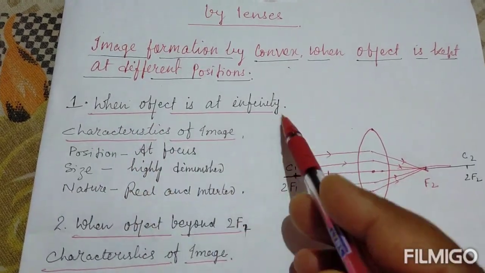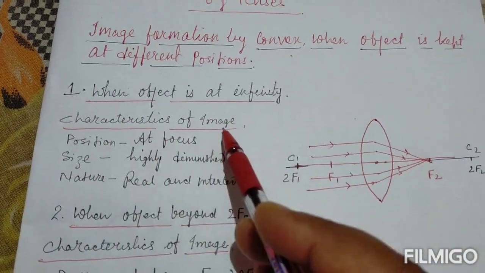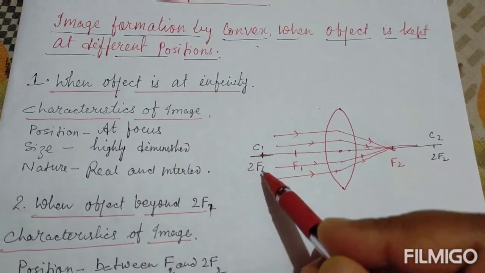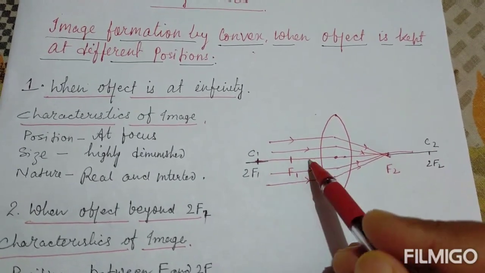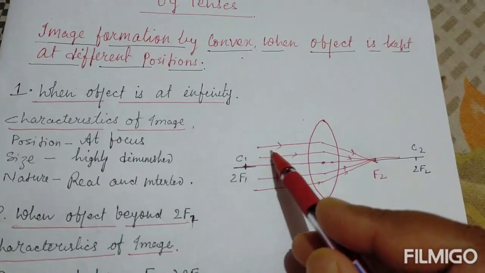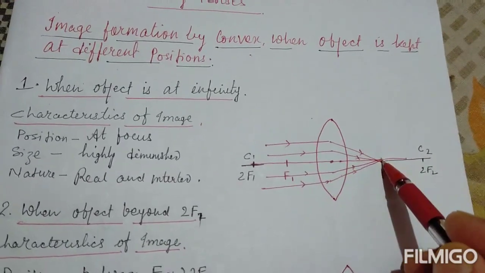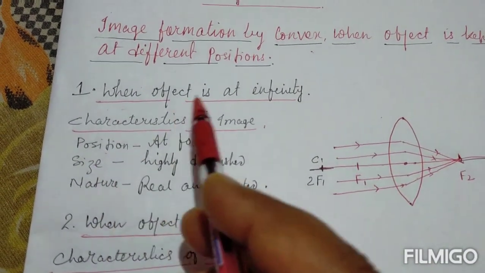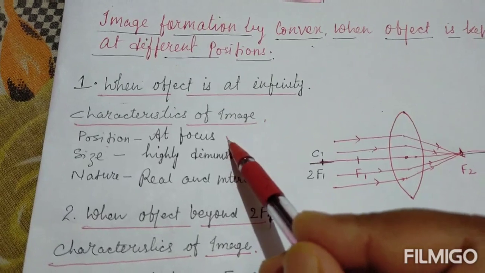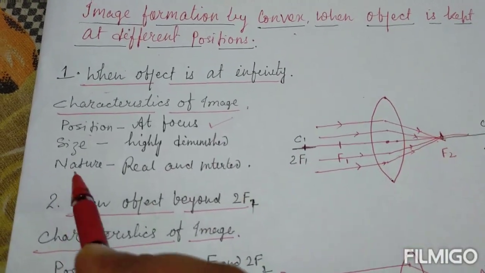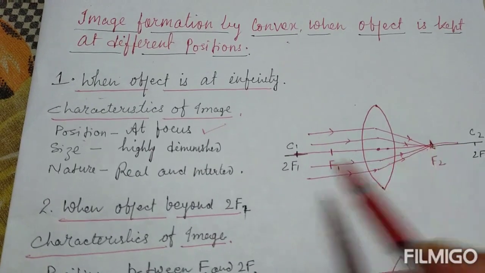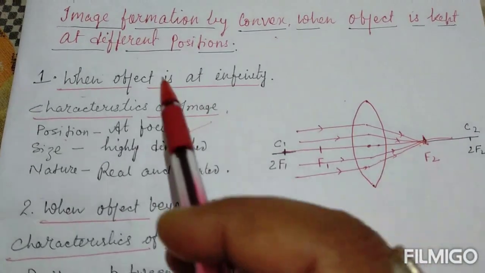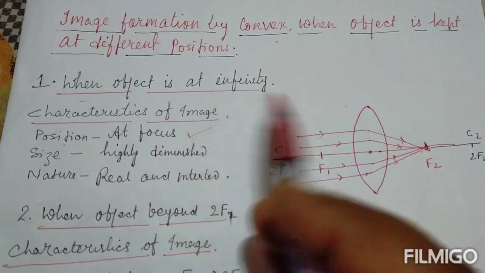First, when the object is at infinity, what will be the characteristics of the image? Using the special types of rays, the rays from infinity will become parallel to the principal axis. So after refraction they will meet at the focus. This will be the point of image formation. So what are the characteristics of the image when the object is at infinity? Position at focus, as you are seeing in the diagram. Size highly diminished, point size, and nature real and inverted. So this is the ray diagram of image formation when the object is at infinity.